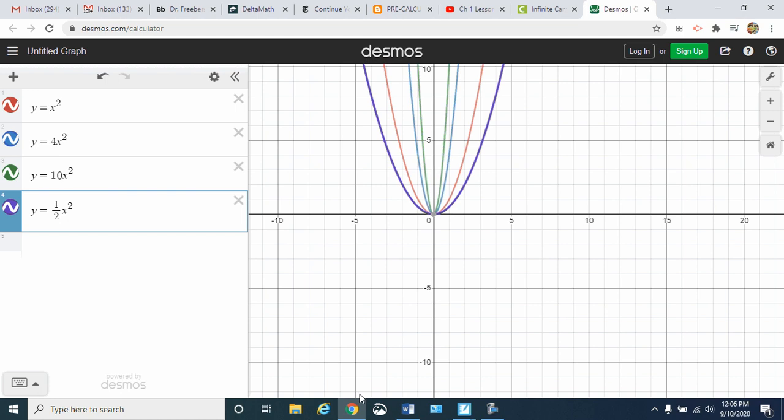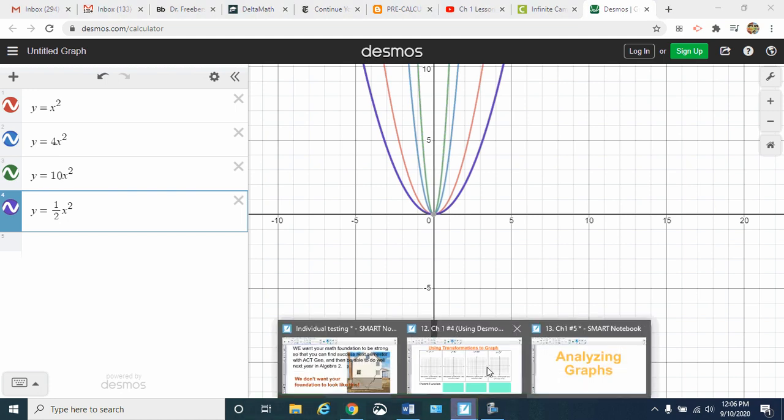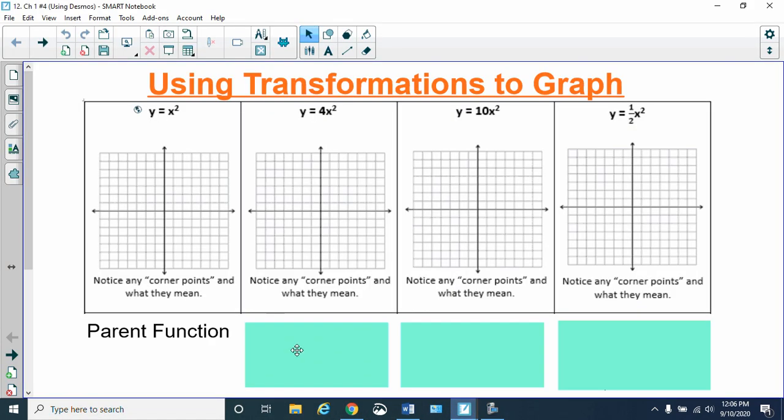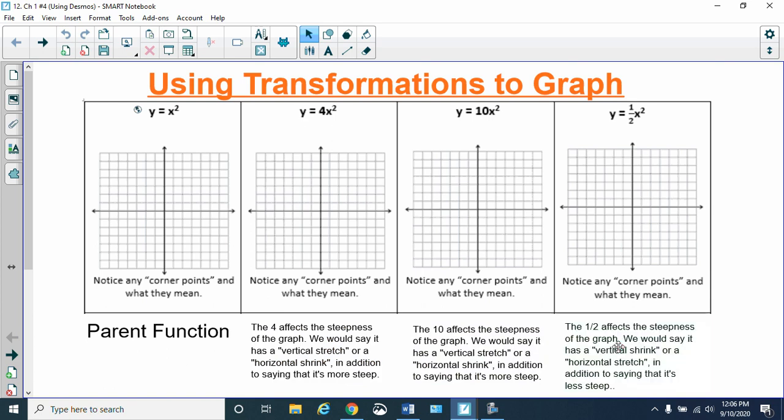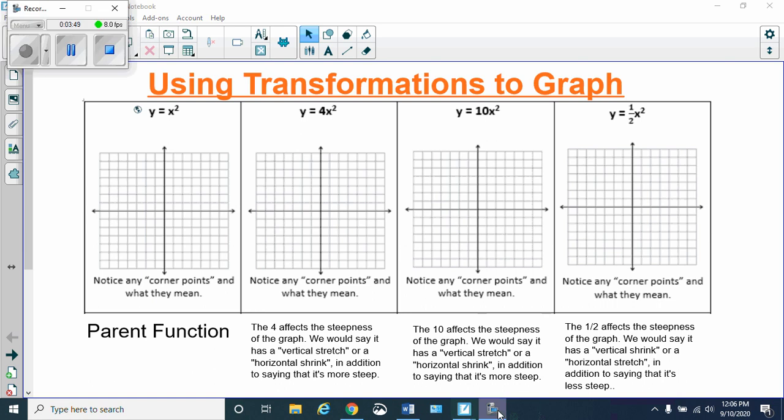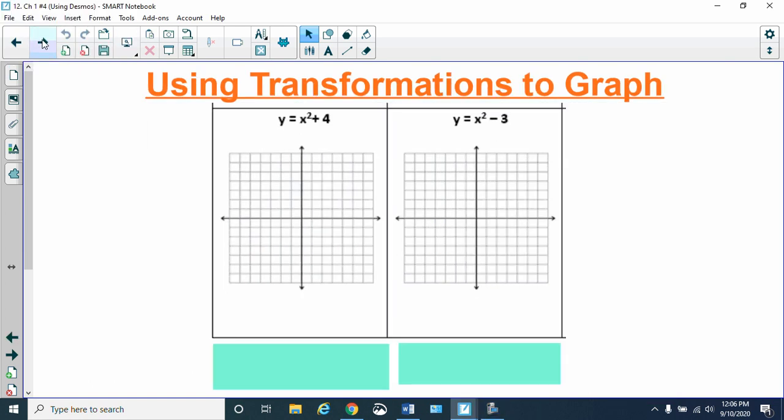All right, let's go back and double check that. We talked about the pattern, corner points. That's just looking at the pattern. If you want to pause this, there are words that go along with what I was speaking about. You can pause that. Okay, let's keep going. Now we're going to see what happens when we use transformations in a different way.